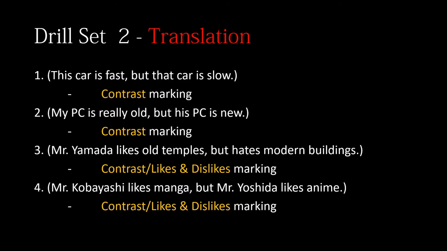The first, this car is fast, but that car is slow. Here we have contrast. The second, my PC is really old, but his PC is new. Contrast. The third, Mr. Yamada likes old temples, but hates modern buildings. Contrast, as well as likes and dislikes marking. And the fourth, Mr. Kobayashi likes manga, but Mr. Yoshida likes anime. Once again, contrast as well as likes and dislikes.